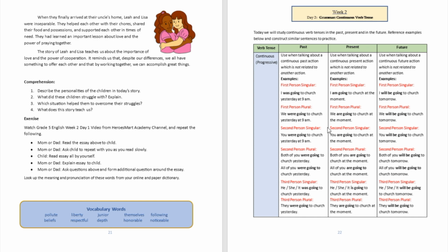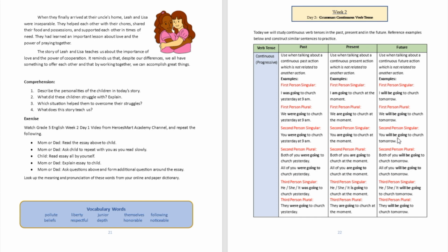All right. What about future continuous? Future continuous is when you're talking about a future action that's going to be continuous and is not related to another action. Well, examples, first person singular: I will be going to church tomorrow. I'm not going to church right now. I didn't go to church yesterday, but I will be going to church tomorrow. First person singular. First person plural is: we will be going to church tomorrow.